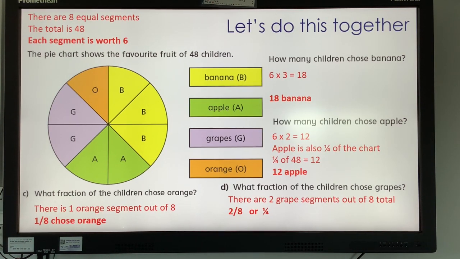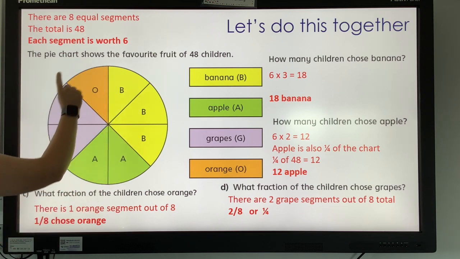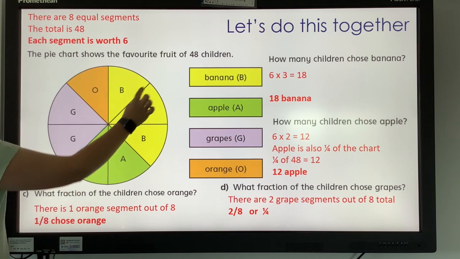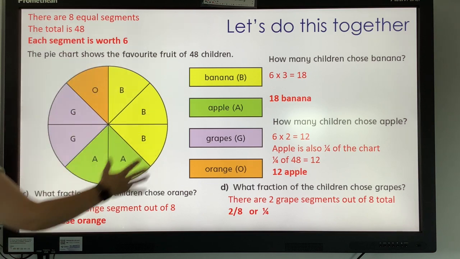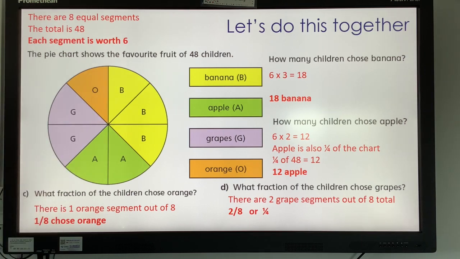So, we know that there are 48 children. We also know that our pie chart is made up of 8 equal segments. 1, 2, 3, 4, 5, 6, 7, 8. That's really important because we know they're made up of 8 equal segments. We are able to divide our 48 children into 8 to work out what each segment is worth. What is one segment worth? So if we know there's 48 in total and we've got 8 parts, well, what's 48 divided by 8 to work out one part? So one segment is worth 6.